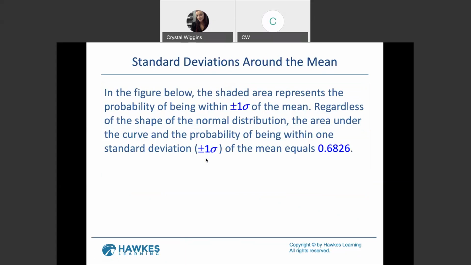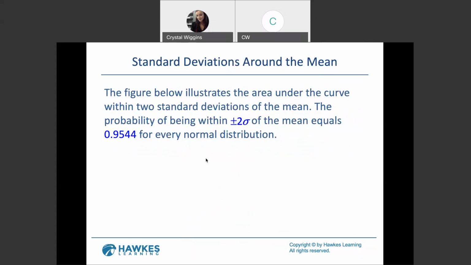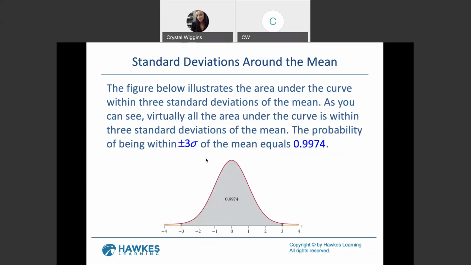In the figure below, which we can't see yet, there we go. In the figure below, the shaded area represents the probability of being within one standard deviation around the mean. Recall from the empirical rule that one standard deviation left and right of the mean encapsulates 68% of the data values, specifically 0.6826. And similarly, as we learned with the empirical rule, two standard deviations out encapsulates 95% of the area under the curve, and three standard deviations, 99.7% of the curve.